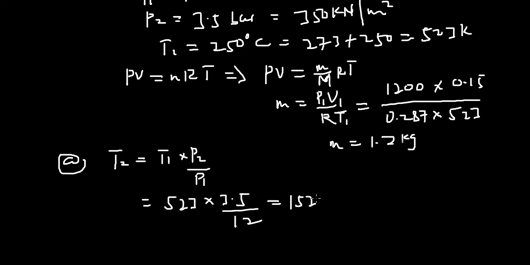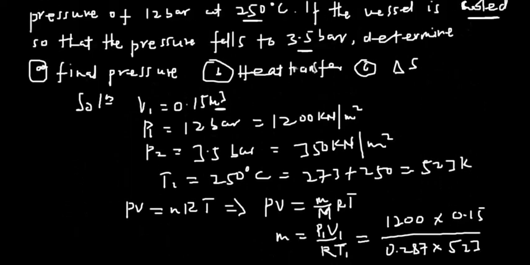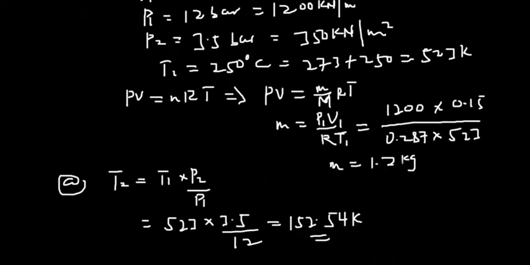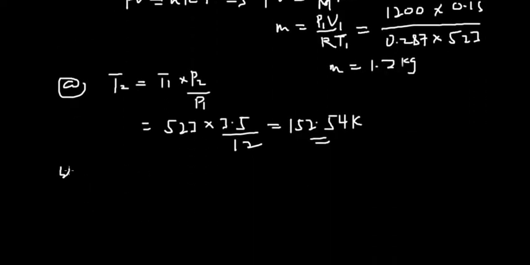When you compute this, you end up with 152.54 Kelvin. So this is T2. Right, so let's move on to the heat transfer. This is supposed to be the final temperature. Pardon for that, because we've been already given the final pressure. So this is the final temperature, as we've been able to calculate over here. So now let's look at B.